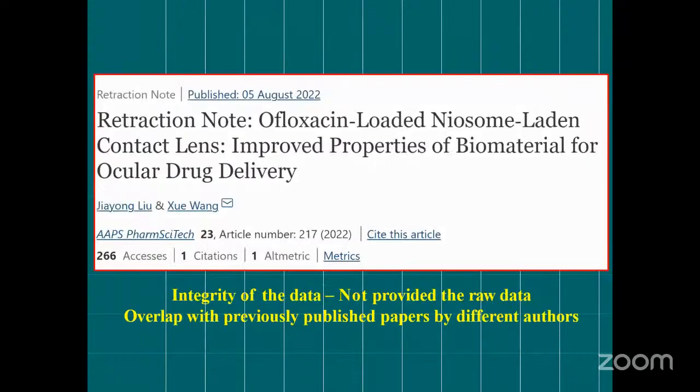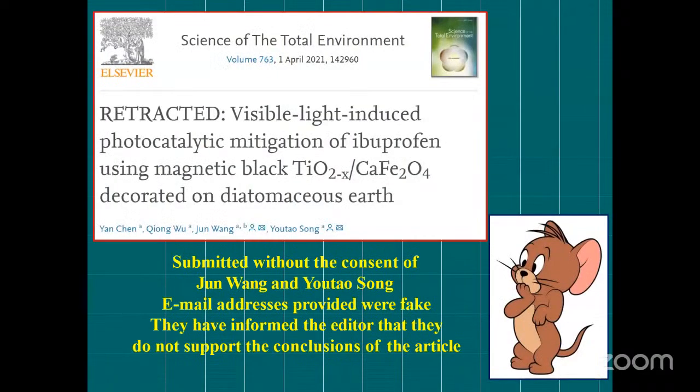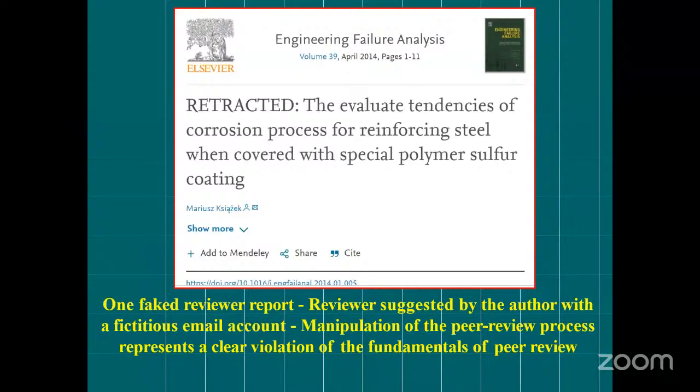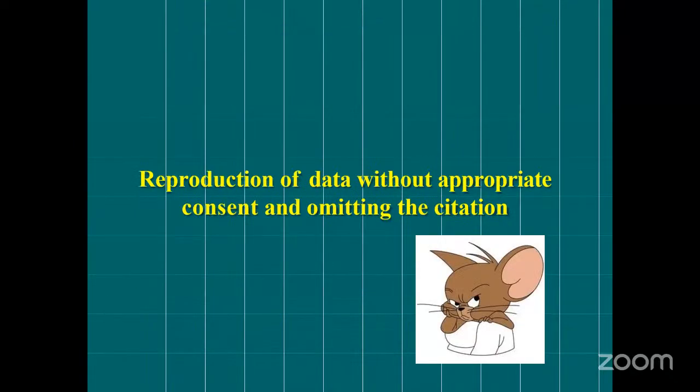And also many people you will see: integrity of data, no raw data provided, overlap with a previously published paper by different authors. And sometimes they provide a fake email ID, which is also a publication issue. You can see that some of these things are there in the chapter, and this data is reported. Many things are there, including reproduction of data without appropriate consent and citation.